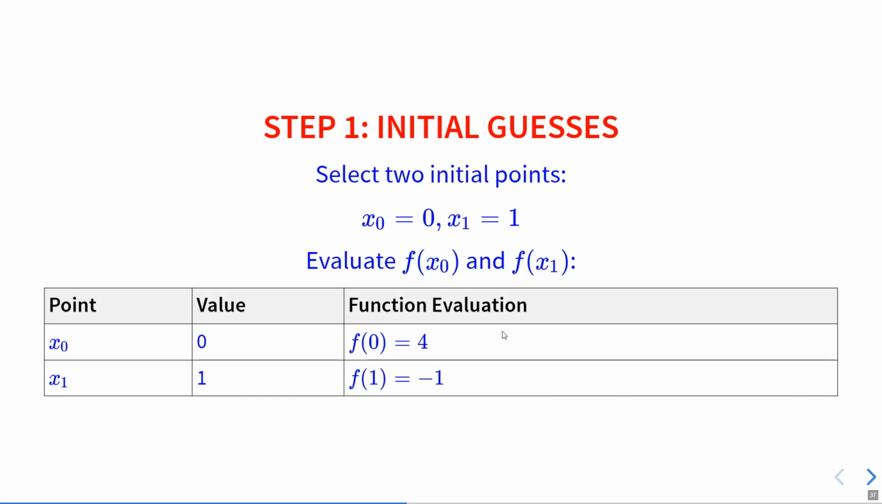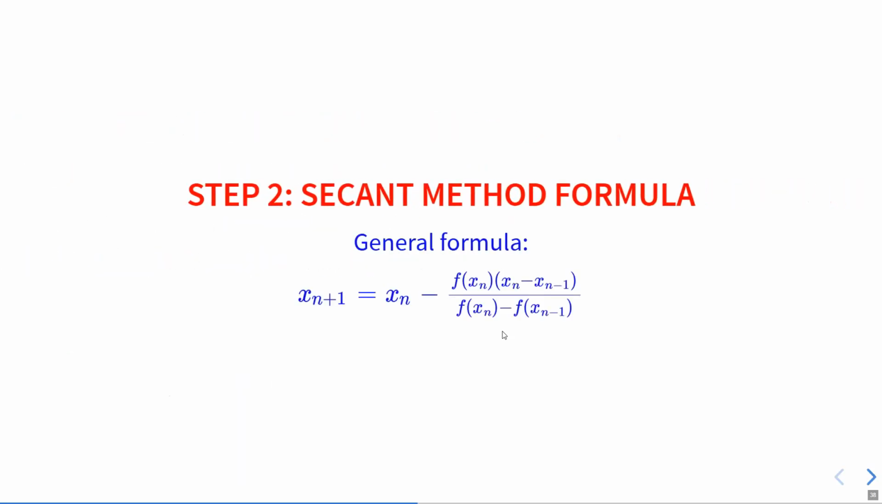First, evaluate f(x0) and f(x1). With x0 equal to 0 and x1 equal to 1, the function values are f(0) = 4 and f(1) = −1. After getting the initial guesses and function values, here is the general formula: x(n+1) = xn − f(xn)(xn − x(n−1)) / (f(xn) − f(x(n−1))).